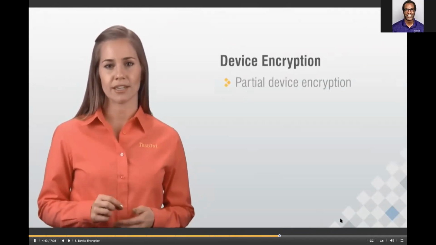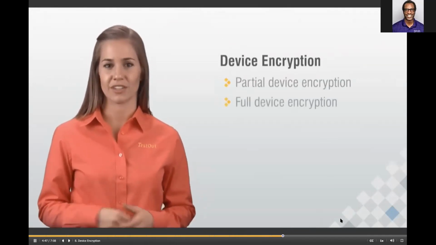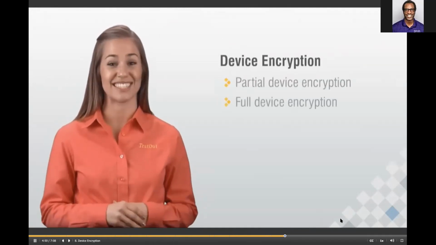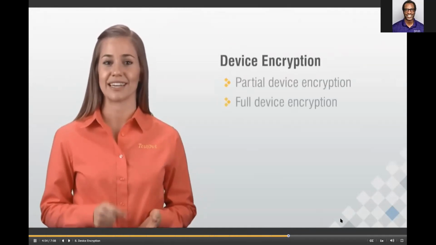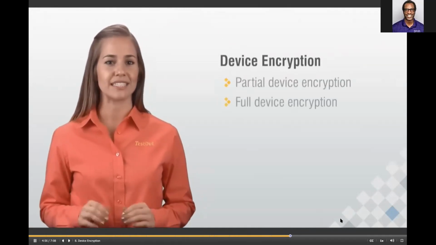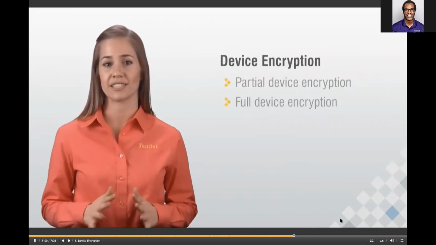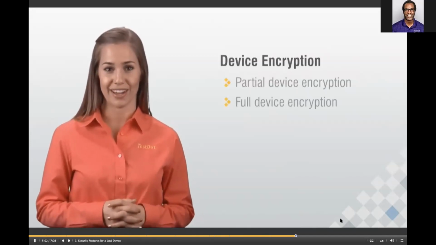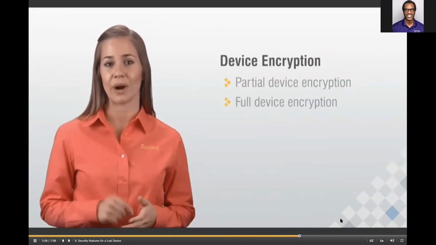The second method is full device encryption. This method encrypts every single sector of the device's storage, regardless of whether it is data or not. This protects the entirety of the device, including deleted files. If a mobile device doesn't encrypt contents by default, it's important to make sure that full device encryption is enabled and configured.